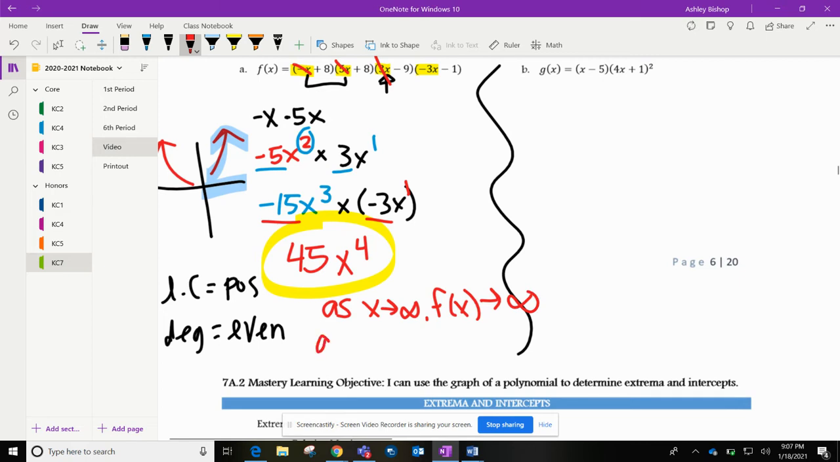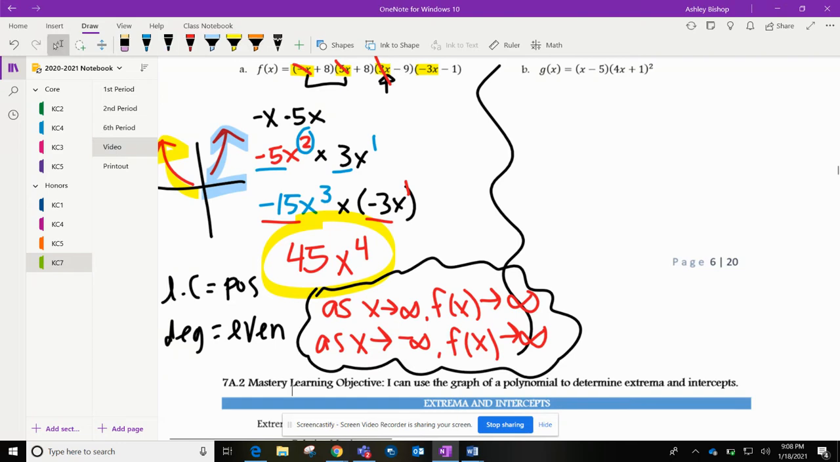Great. Then as x approaches negative infinity, that just means what's happening on the left. My graph, well, f of x is approaching on the left-hand side of my graph. My graph is also going up, so it's also approaching positive infinity. So that is my answer of the end behavior.